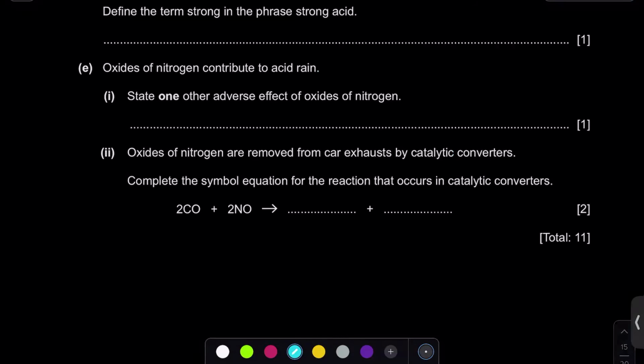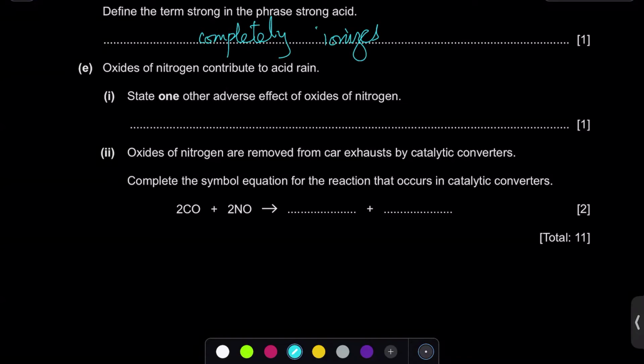Dilute HCl is a strong acid. Just define the term strong in the phrase strong acid. That simply means it completely ionizes or fully ionizes. You can also write in water, or when dissolved in water, or when in aqueous solution.